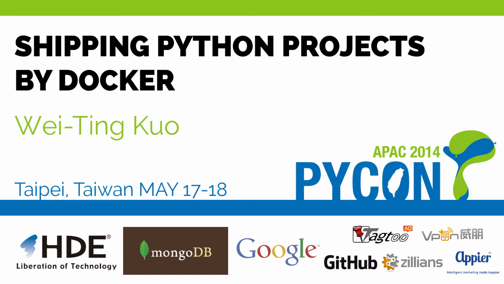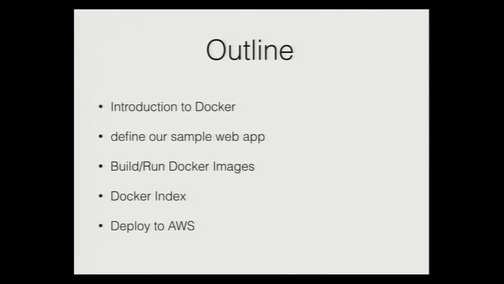First, we will give a short, brief introduction to Docker, and then we will define our sample web app. Because the topic today is to ship a Python project by Docker, we need to build a very, very simple web app, and it is based on Flask. And third, we will talk about how to build and run a Docker image.